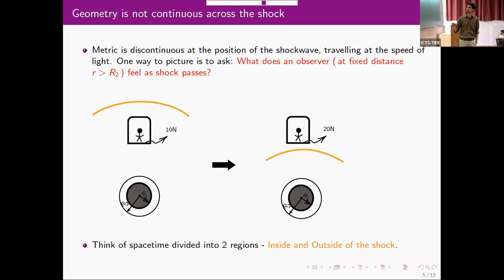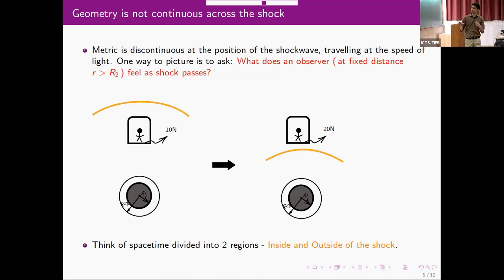On the left hand side, there is an observer sitting in a spaceship at some fixed radial distance from the black hole, and the shock has not yet passed through this observer. The shock is still further away. So the person will see that his or her weight is, let's say, 10 Newton. But as the shock passes through the observer, the weight will increase by some factor depending on the energy content of the shock. So you will see a theta-function-like jump in the weight, and that is what I mean by the metric not being continuous at the position of the shock.